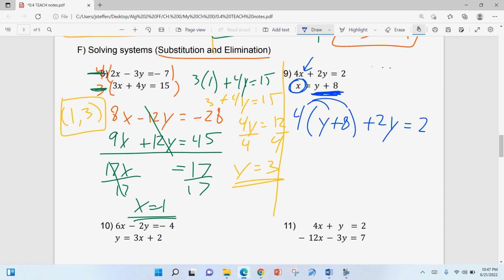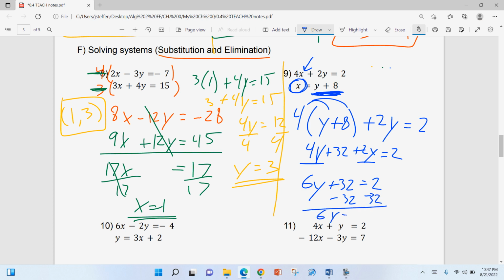So then from here we just distribute. 4y plus 32 plus 2y is equal to 2. Combine your like terms. 6y plus 32 is equal to 2. Subtract 32. 6y is equal to 30. Running out of space, so my y is equal to 5. And then it ends the exact same way we did the last one. Take that 5 and plug it back in.